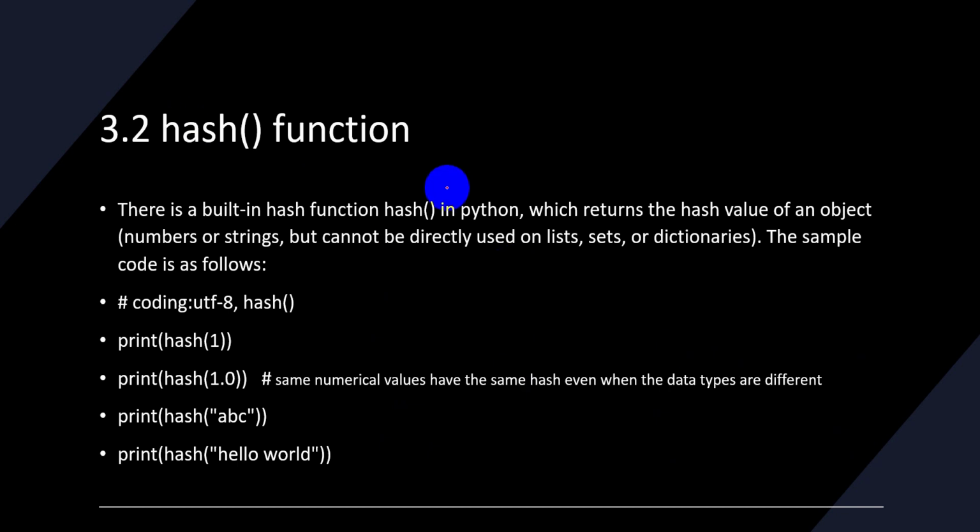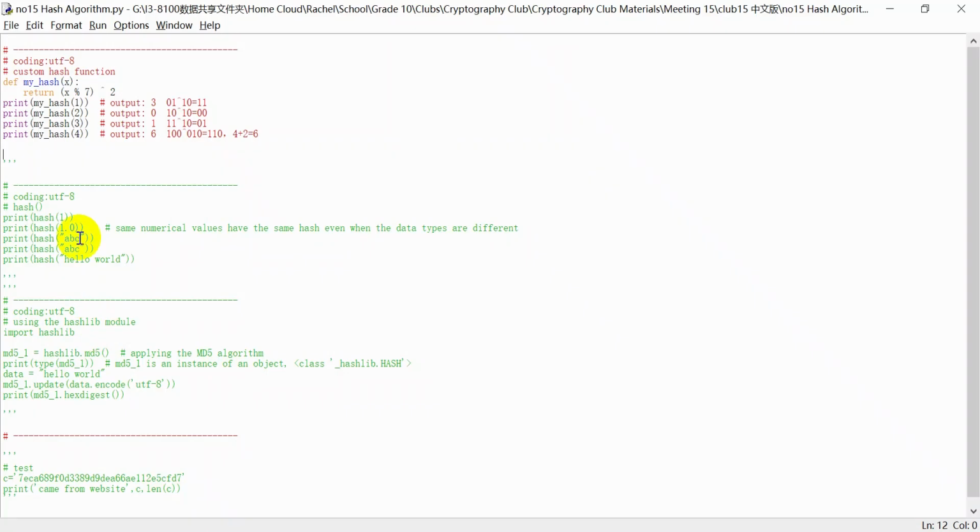Next, let's look at the built-in hash function. There's a built-in function in Python which returns the hash value of an object. It could be numbers or strings, but it cannot be directly used on lists, sets, or dictionaries. The sample code is as follows. So the coding is still in UTF-8, but now we're doing hash. We can find the hash of 1, 1.0, the string ABC, and the string hello world. And then we can do that in the code.